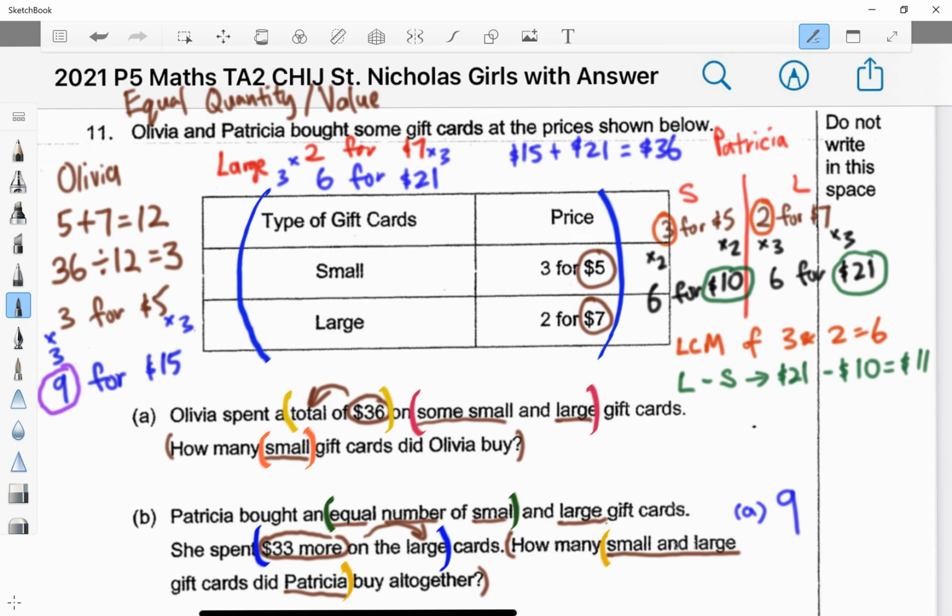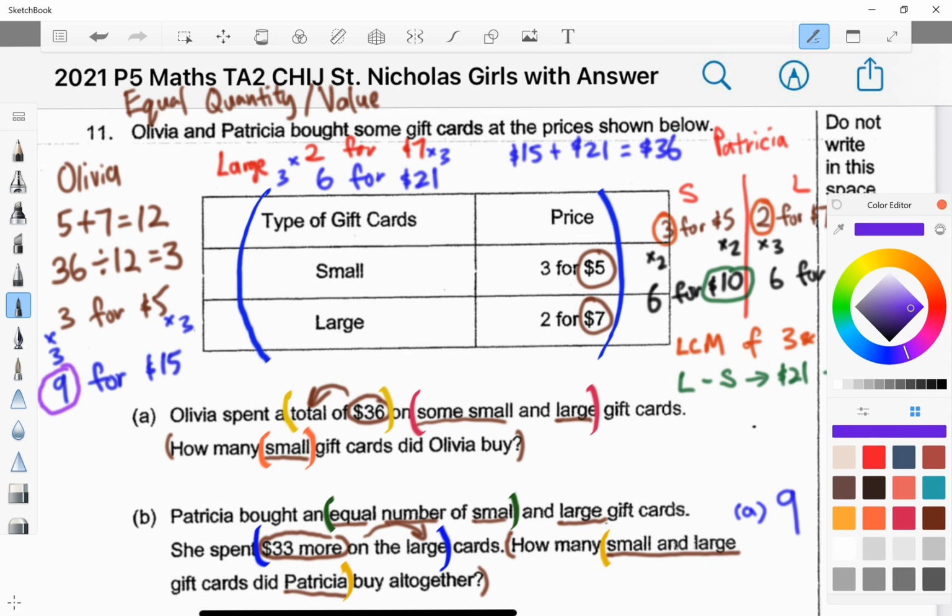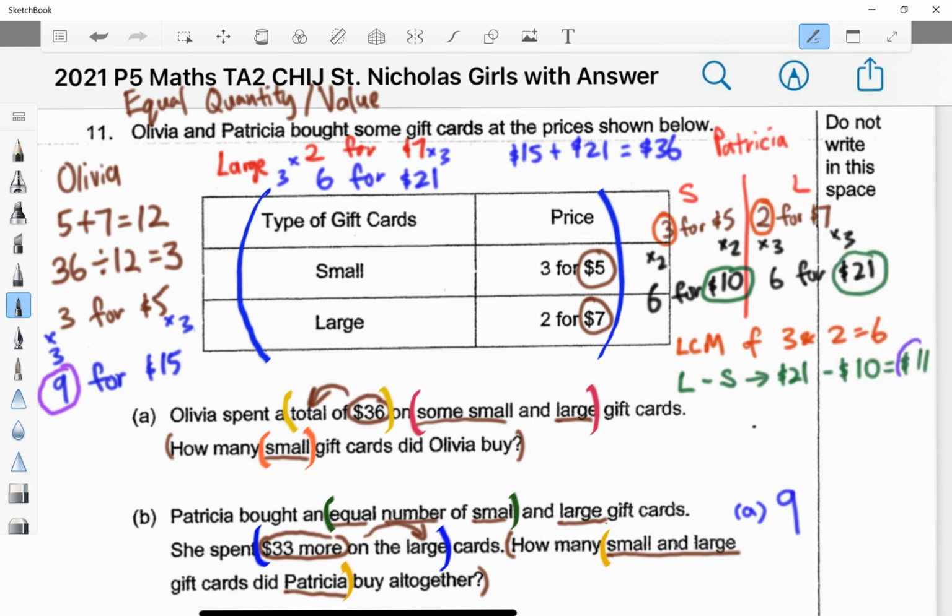Now, here's a very important pro tip, boys and girls, ladies and gentlemen. You have to make sure that the amount we obtain after we take the difference, which is this amount over here that I'm circling in purple, this $11, must be a factor or a multiple of 33. I will use $33 because they say she spent $33 more on the large. I'll divide it by $11, and lo and behold, I obtain a nice number called 3.